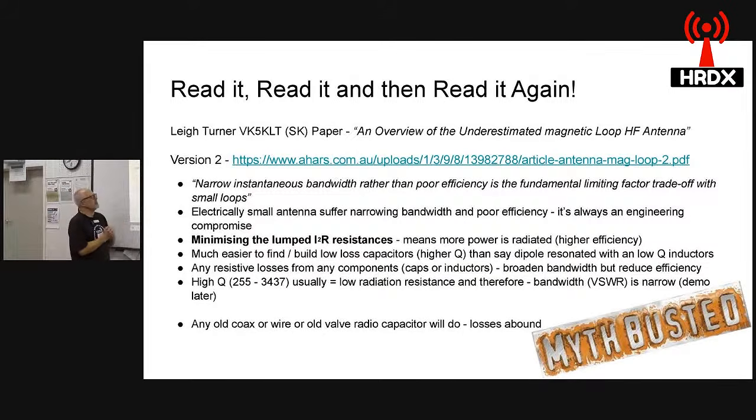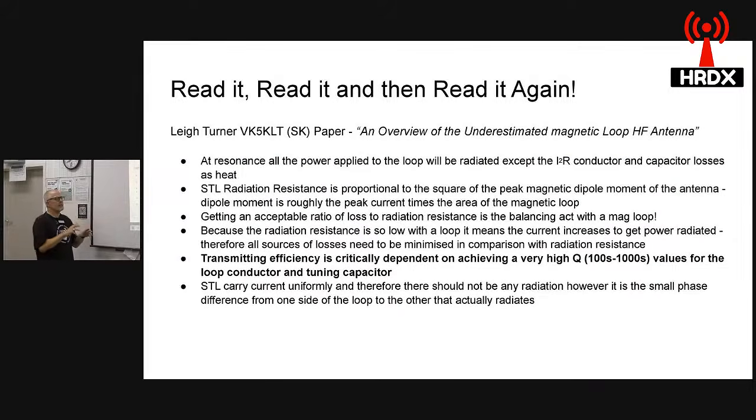There's a whole lot of things that come out of this paper. At resonance, all the power applied to the loop will be radiated except for your losses. So if you get those losses down as low as you can get, more power gets radiated. There's a little bit about how it actually radiates. I'm not going to go into that. The radiation resistance is so low with a loop.